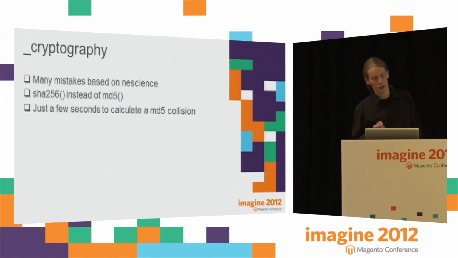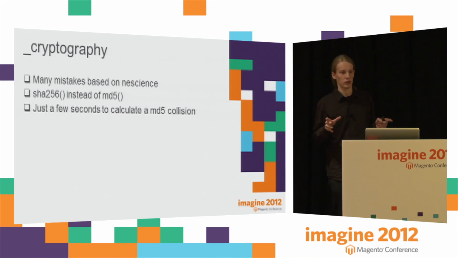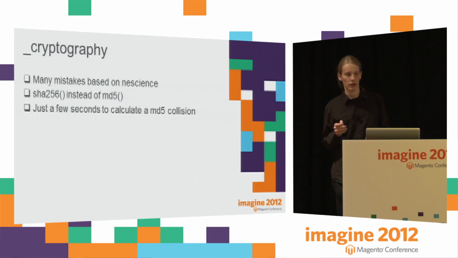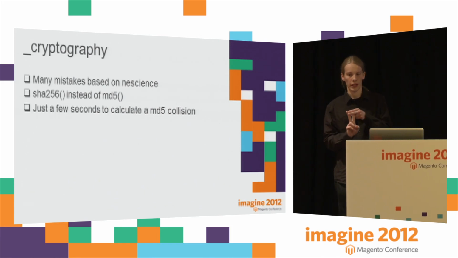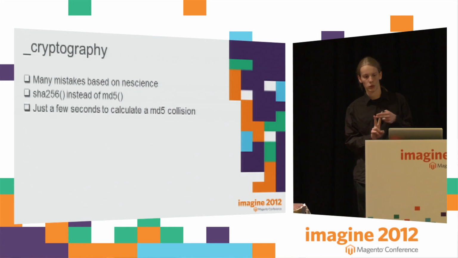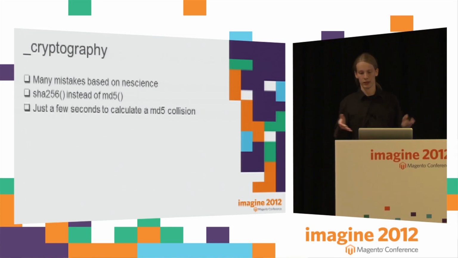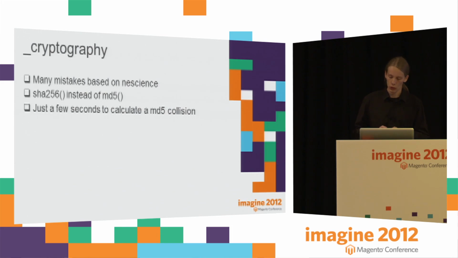Also, it just needs a few seconds to find a collision in MD5. This means that on a good computer, it's very easy to find two plain texts which result in the same MD5 hash, which also lets us, for example, fake some data by using two different plain texts for the same MD5 hash.